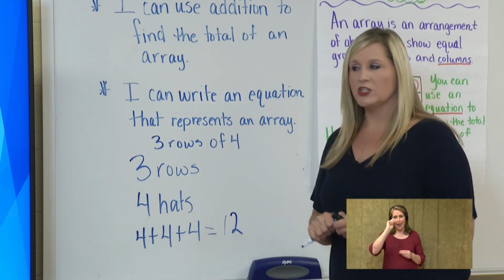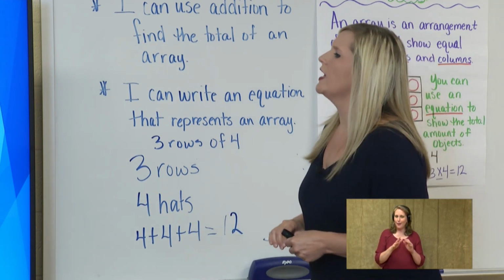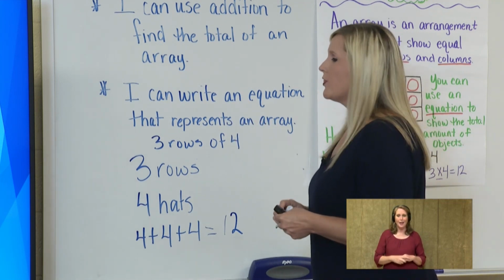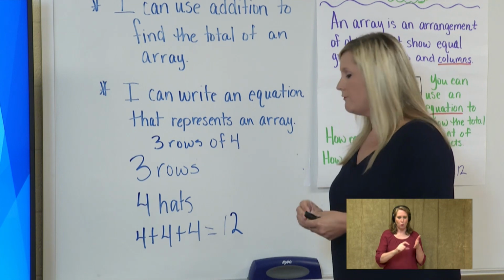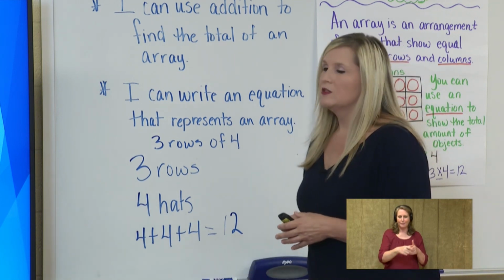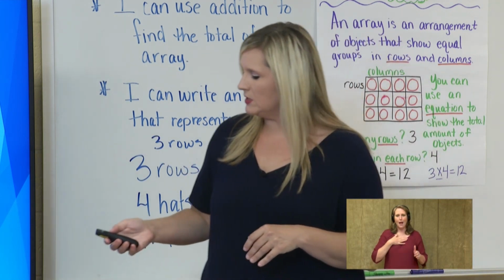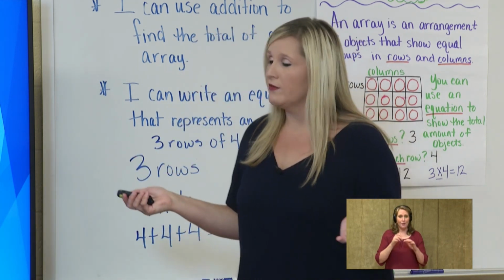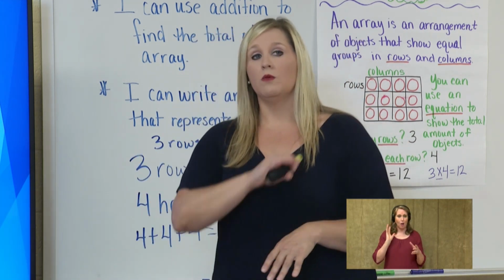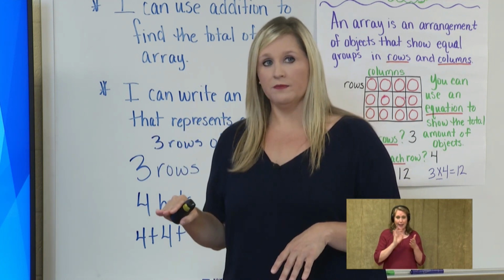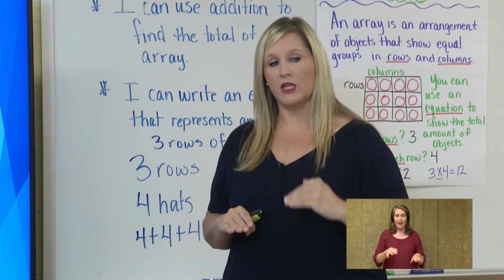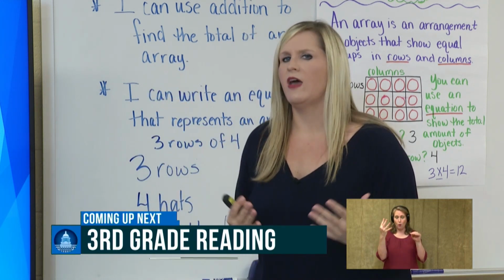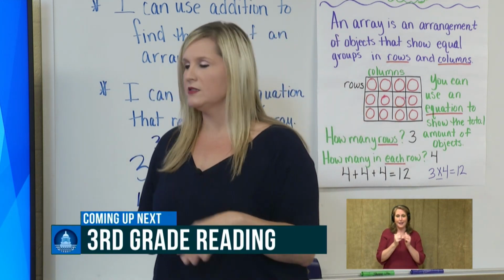That repeated addition helps me get my answer a little quicker. I can say 4 plus 4 plus 4 equals 12 because I saw 3 rows of 4 hats. So that would be my repeated addition sentence for that problem. So it says, explain how you can find the number of hats in all. Well, what did we do? We looked at how many shelves there were and how many hats were on each shelf, and then we were able to add those all together instead of having to count each hat.